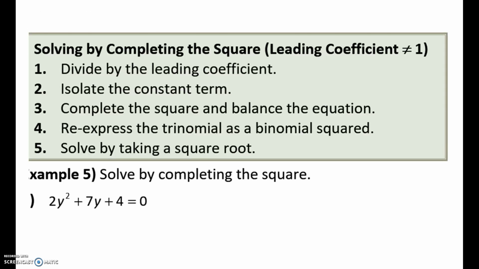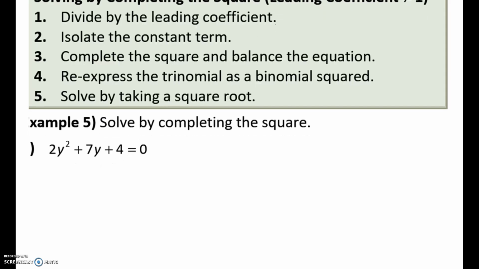I want you guys now to take a look at this next one, and we'll go over it in class. Now let's talk about what happens if you have a number in front of your squared term. Well, it's actually pretty simple. You're just going to add a new first step. You're going to divide by the leading coefficient, everything. Then you go through the same steps.